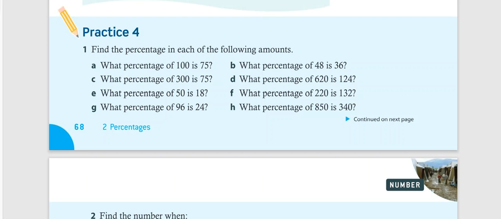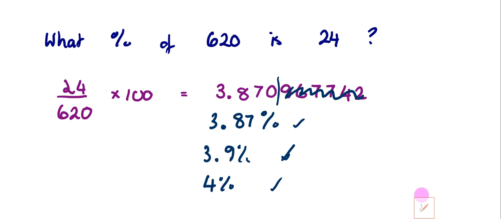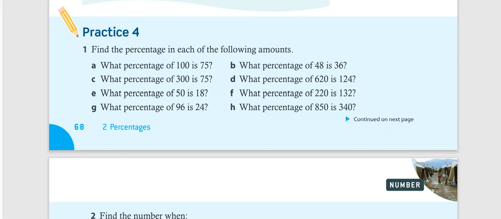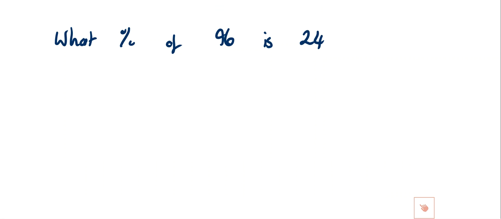One more? Okay. Pick one. G, what percentage of 96 is 24? So, what percentage of 96 is 24? Is that right? So, G, what percentage is 24? Yep. Oh, he's already got an answer. How do I set it up?